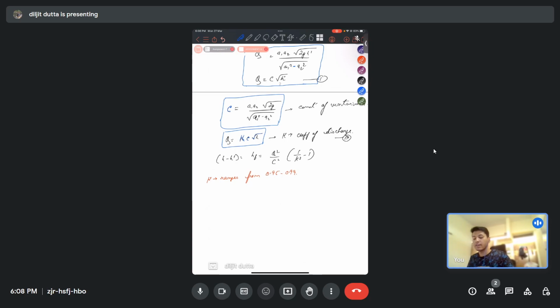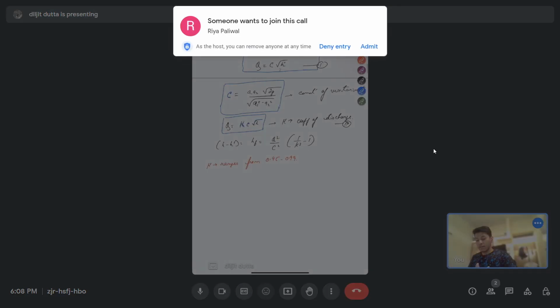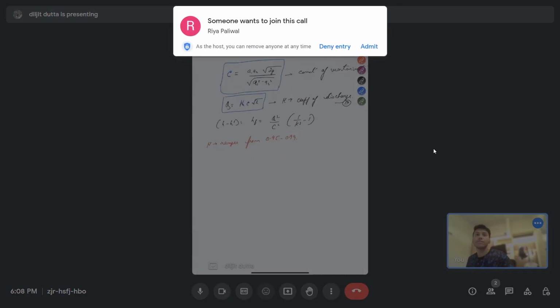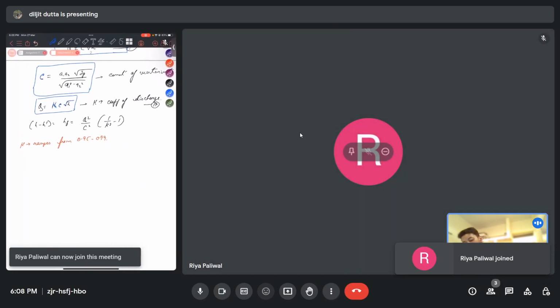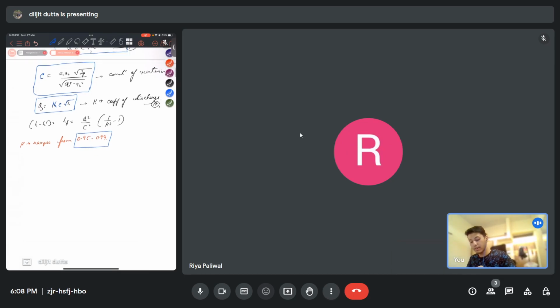What is K? K is called the coefficient of discharge, and the coefficient of discharge for a Venturi meter ranges from 0.95 to 0.99.